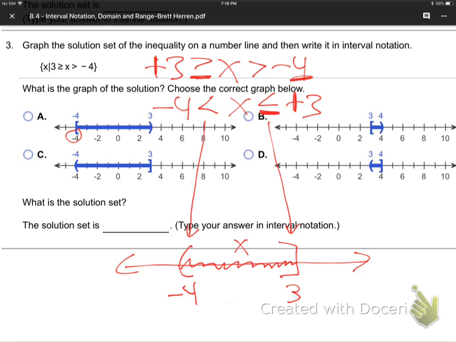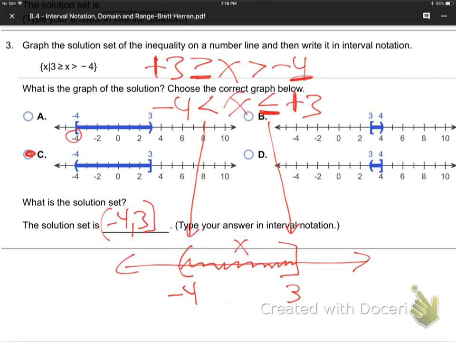So which graph is that? C. Yeah, it looks like C. And then the interval notation, that's pretty much it. It's just parenthesis, -4, comma 3, bracket. That's the left edge, right edge. Does that make sense how I did that?